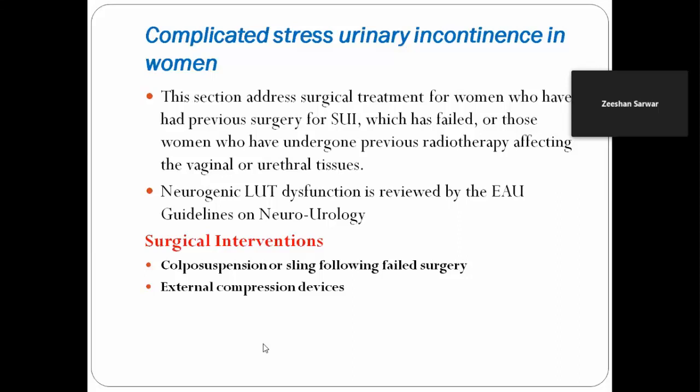Now we'll discuss the complicated stress urinary incontinence in women. This section addresses the surgical treatment for women who have had previous surgery for stress urinary incontinence which has failed, or those women who have undergone previous radiotherapy affecting the vagina and the urethral tissues. Neurogenic lower urinary tract dysfunction is reviewed by EAU guidelines on urology. The surgical intervention options for these categories of patients are Colposuspension or sling following failed surgery and external compression devices.